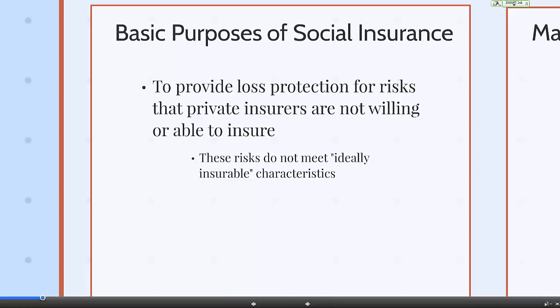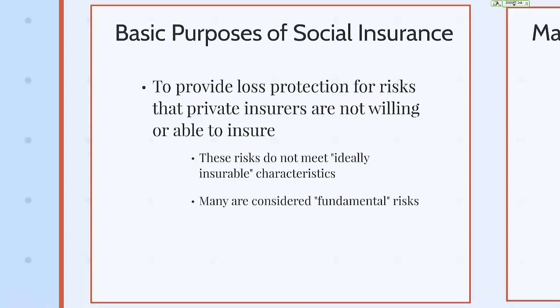Things like retirement and unemployment often are considered fundamental risks, which means they affect a large segment of society at one time. And because they're fundamental, losses could be catastrophic and therefore are not ideally insurable. And so the government steps in and helps to provide insurance on a widespread basis for these types of risks.